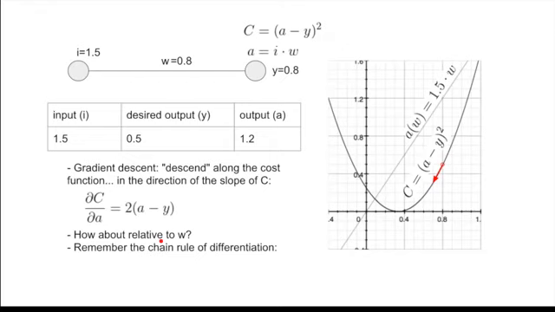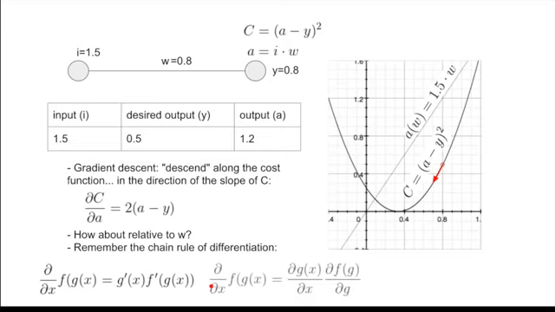However, the only thing we can change in the network is the weight, W. So we need an expression for the rate of change of the cost function with respect to W. And for that we need the chain rule of differentiation, which states that if there is a function of a function, the derivative of that function is the derivative of the inner function times the derivative of the outer function. This should be familiar to most of you.